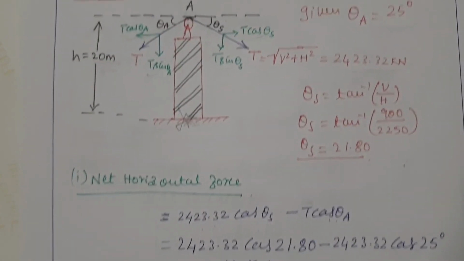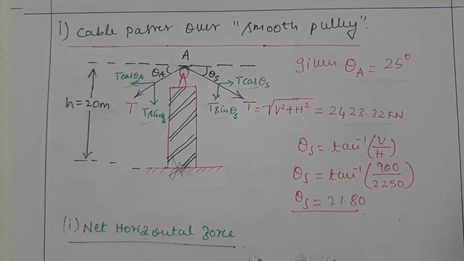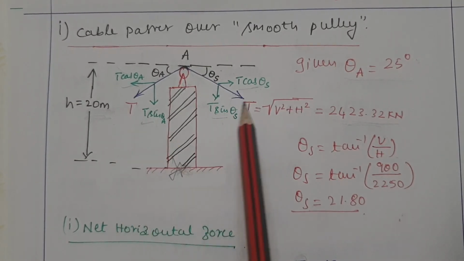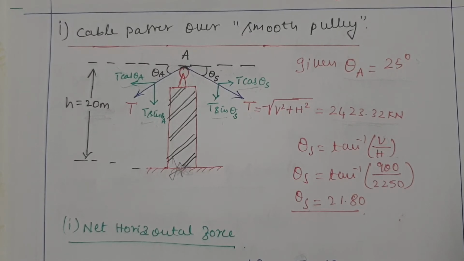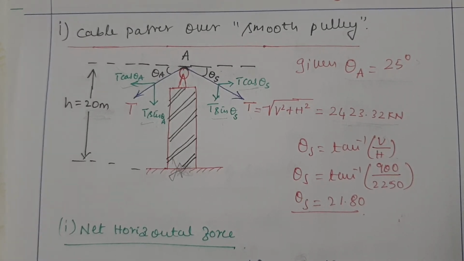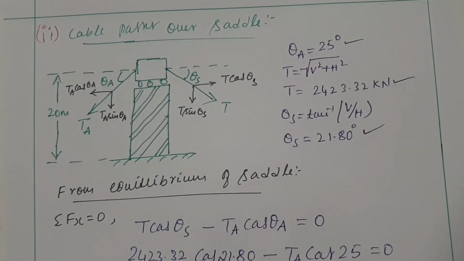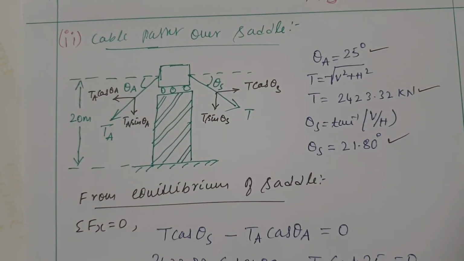This is for the case when the cable passes over a smooth pulley, then the tension in both the cables remains the same. The second case is where the cable passes over a shuttle or roller support.